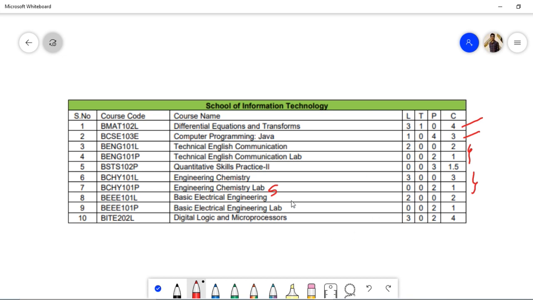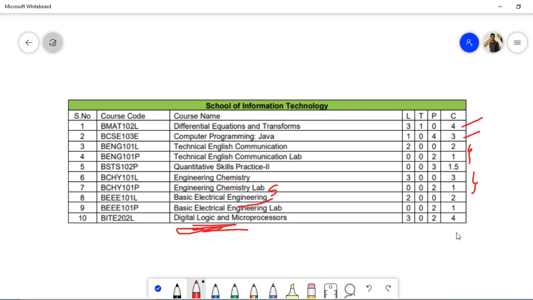Another subject is basic electrical engineering. This is a common subject to any branch, so we compulsorily need to do it. And then another subject is digital logic and microprocessor. It is a compulsory course and we need to do it. So all courses are compulsory, engineering physics also, chemistry also.